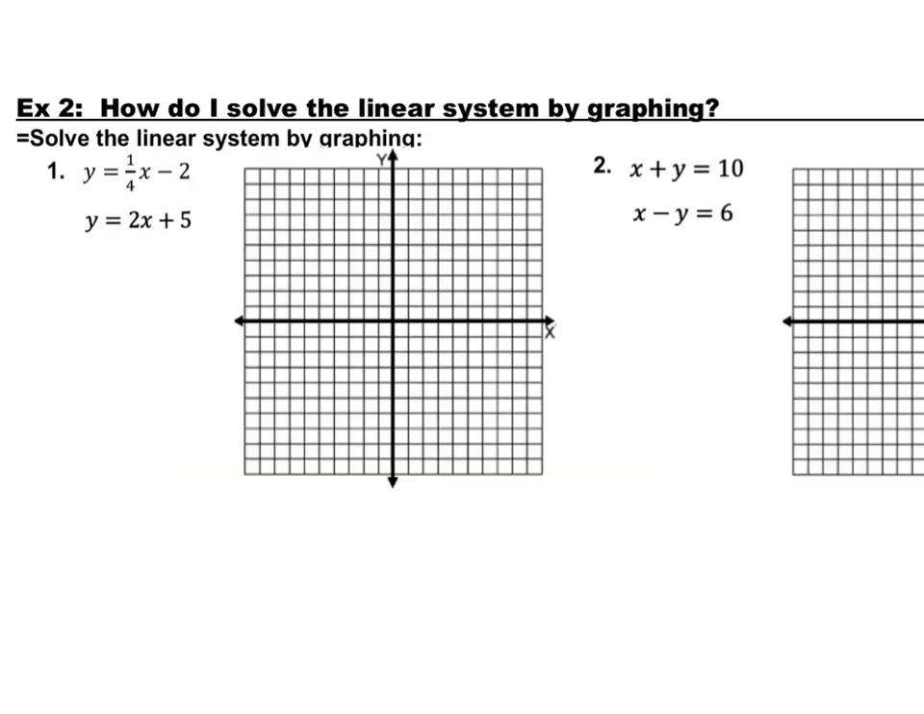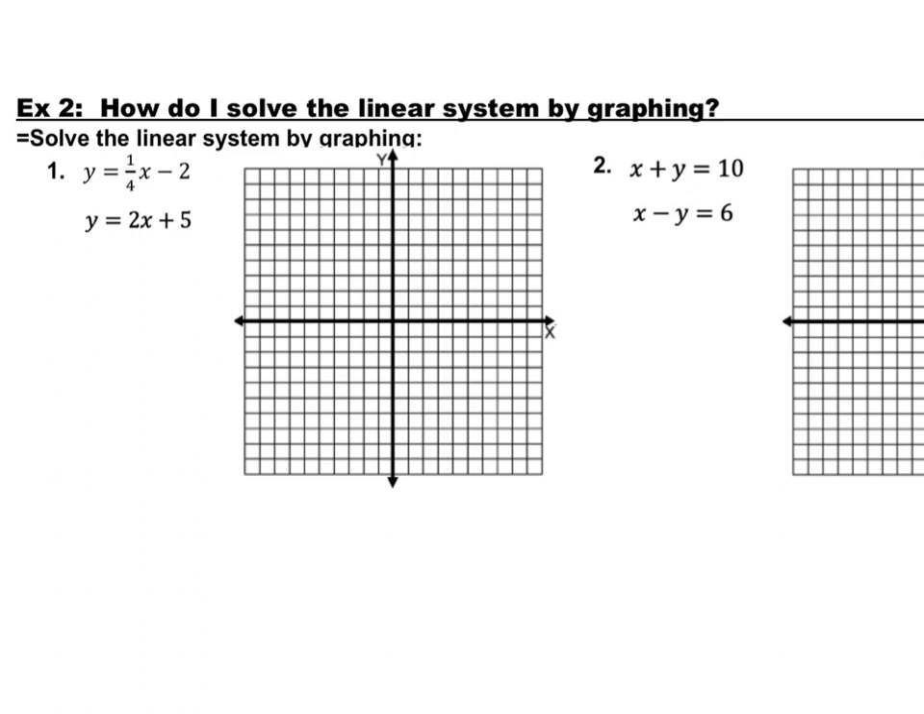All right, so in this chapter, we're going to be learning 3 different methods of how to solve systems. And today we're going to learn how to solve systems by graphing. Remember that the solution is that ordered pair where the lines intersect, where they cross on the graph. So if we're going to be solving these by graphing, we need to graph both of these lines to see where they're going to intersect. So I'm going to graph my first one. I have y is equal to 1/4 x minus 2.